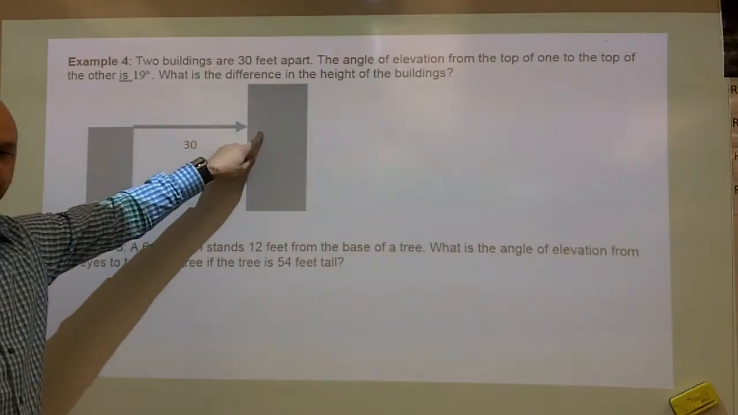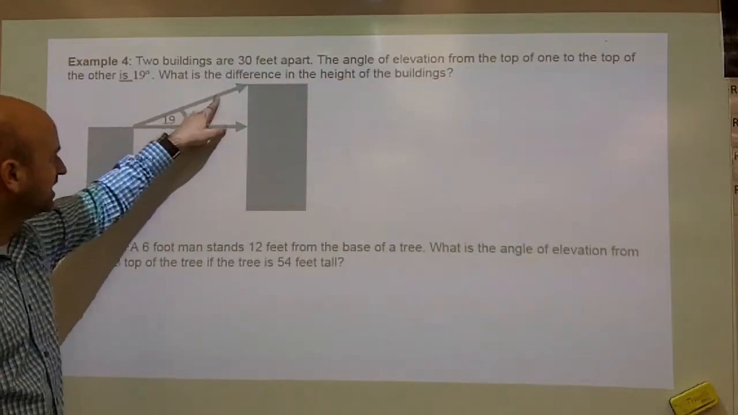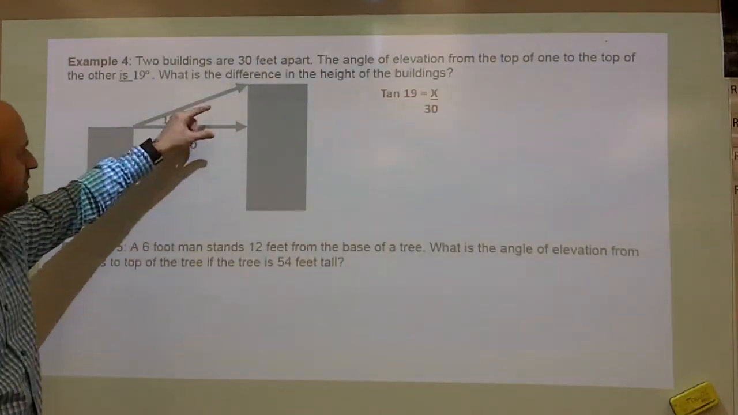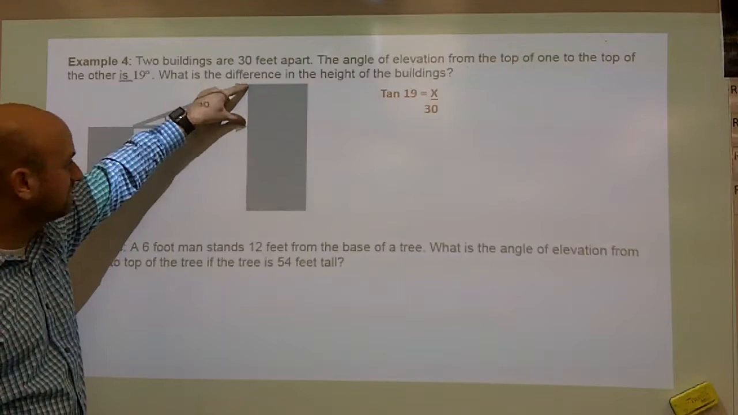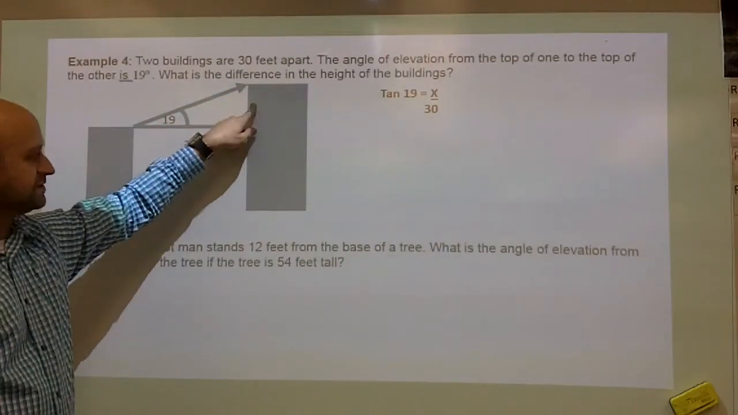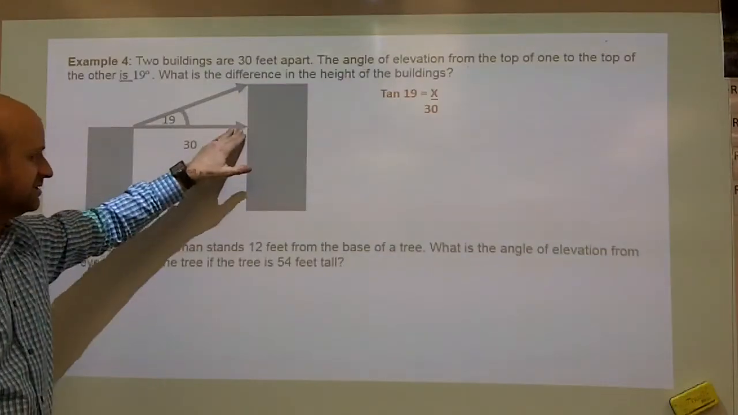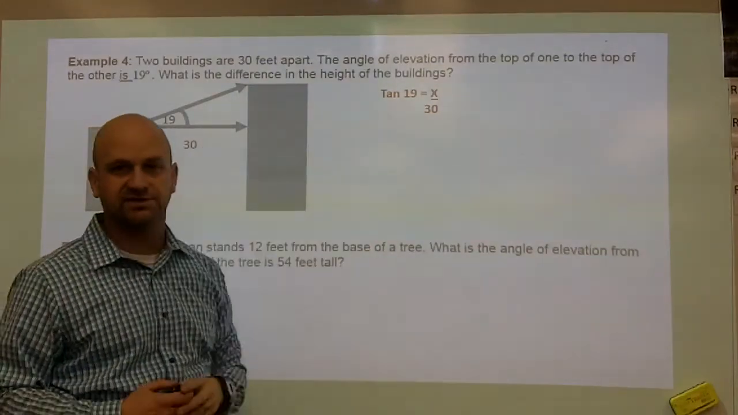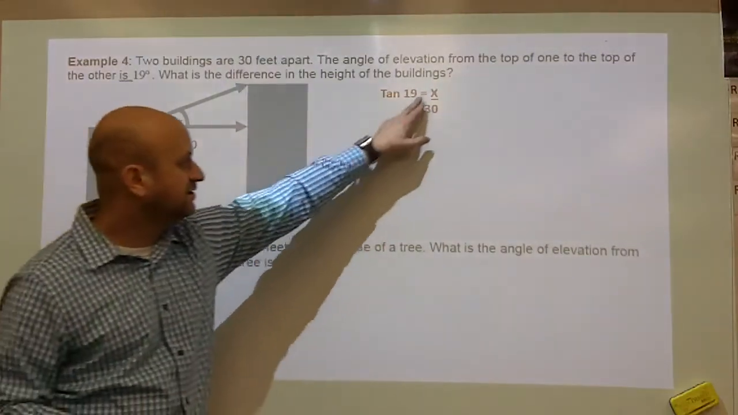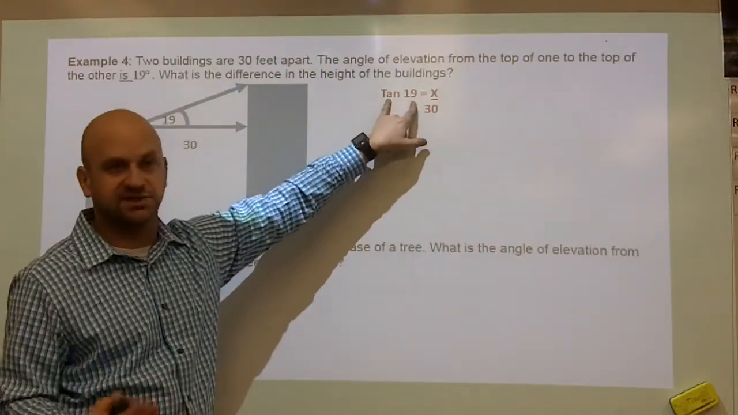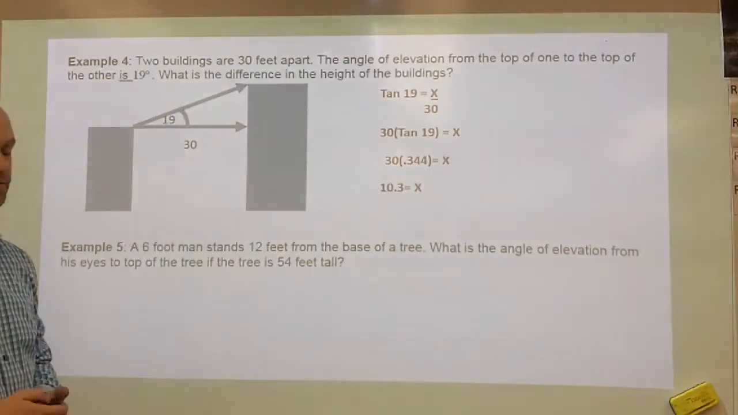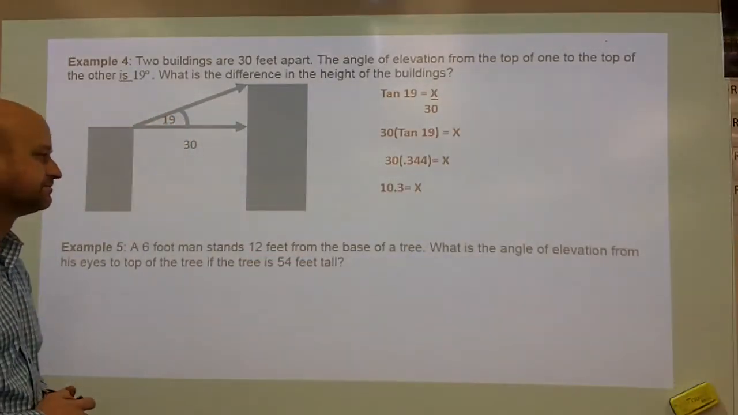Okay, so the distance between them is 30 feet, and we're measuring the angle of elevation up, which in this case is going to be 19 degrees. So they want to know the difference in height. So we want this distance right here. This is what we want. So based on our angle, this is going to be opposite, this is going to be adjacent, so we're going to end up using tangent. So tangent of 19 equals x over 30. The variable's on top, so in this case we're going to take tangent 19 and multiply it by 30, and we're going to end up with 10.3 feet as our answer.